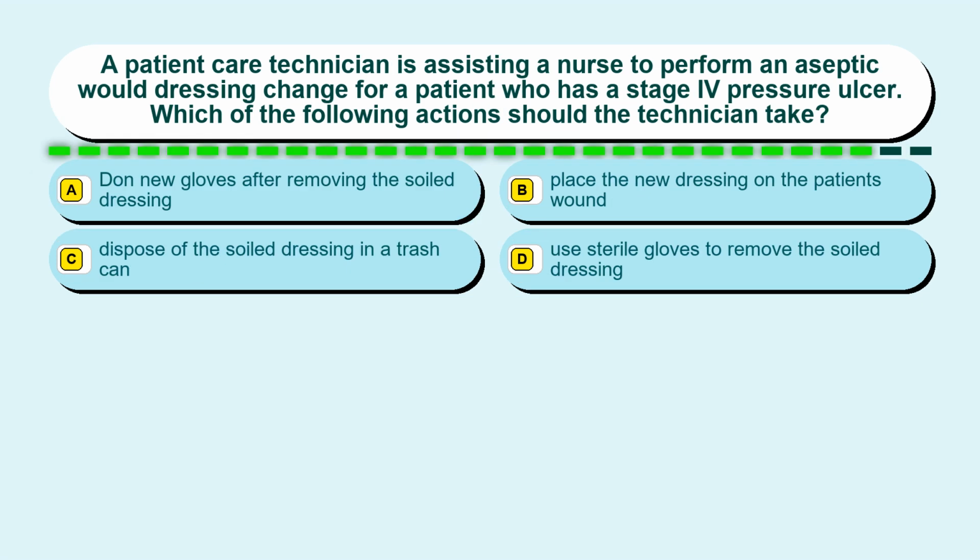Question 41. A patient care technician is assisting a nurse to perform an aseptic wound dressing change for a patient who has a stage 4 pressure ulcer. Which of the following actions should the technician take? Option A, don new gloves after removing the soiled dressing. Option B, place the new dressing on the patient's wound. Option C, dispose of the soiled dressing in a trash can. Option D, use sterile gloves to remove the soiled dressing.